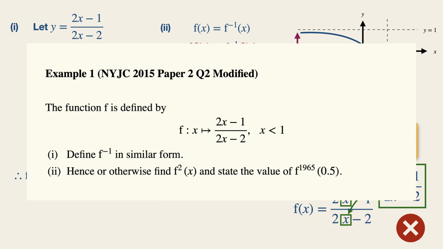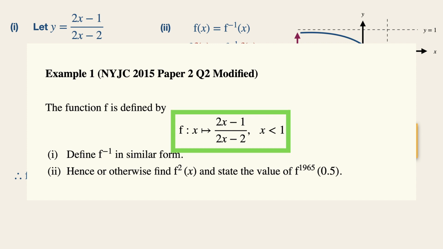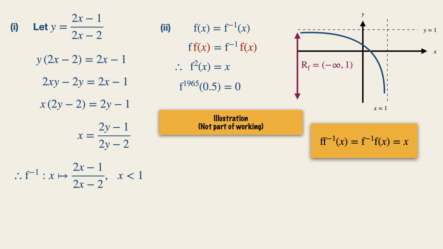Alright, so now let's approach the final part of the question to evaluate f to the power of 1965, 0.5. Definitely, we are not going to substitute the function f more than 1,000 times into the original because it will take years to get the answer. The question advises us to state the answer. So f to the power of 1965, 0.5 is simply 0. Now let me explain how this is derived. Please note that this is not part of the working since the question requires us to simply state the answer.